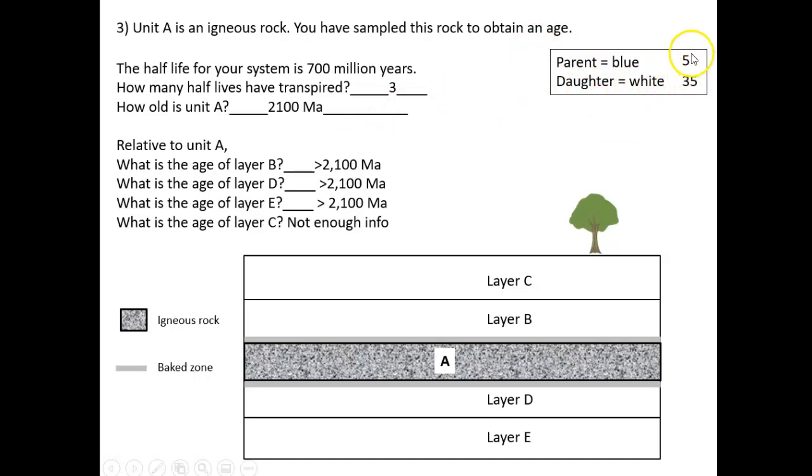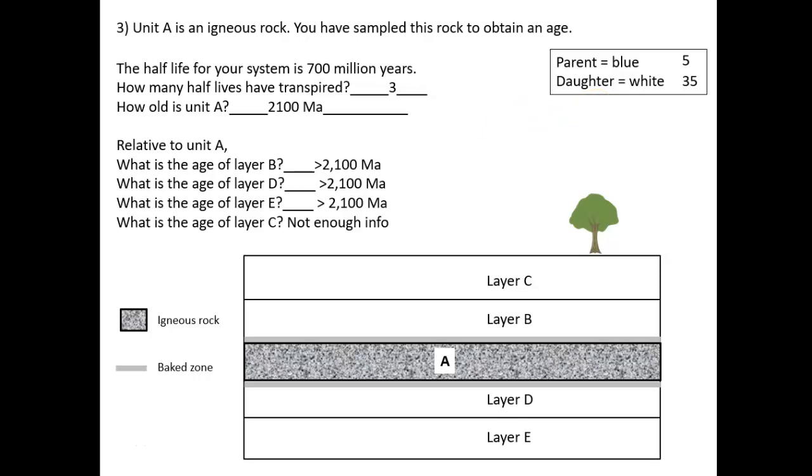And so when we get the sample here, this is what it was today. I picked it up off the ground, I brought it into my lab, I analyzed it. It told me there was 5 parent atoms, 35 daughter atoms. What do I know? I know that my mineral started out with 0 daughter, so every one of these 35 atoms had to be a parent when the rock was first born. So I add that back to my 5, and my starting point is 40 parent, 0 daughter.